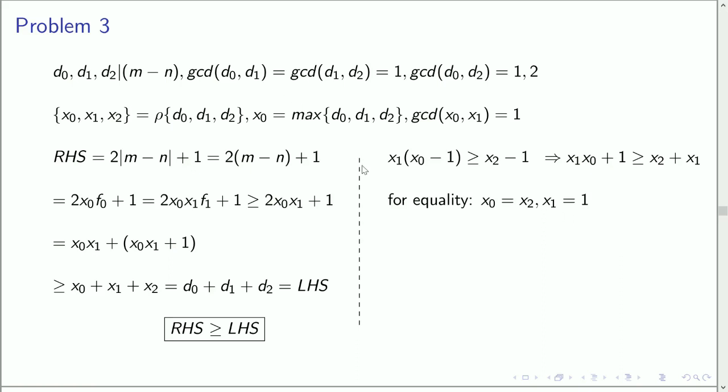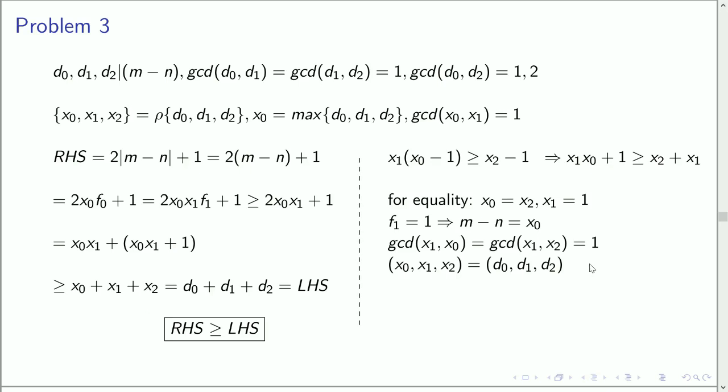Similarly, since x0 is equal to x2, you can choose d0 to be x0 and d2 to be x2. And you also have f1 to be 1, so that means m minus n is equal to x0 into x1, and since x1 is 1, m minus n is x0. The GCD of these two will be 1, so you can choose this combination. You can choose x0 to be d0, x1 d1, x2 d2, or the other way around: x0 to be d2, x2 to be d0.